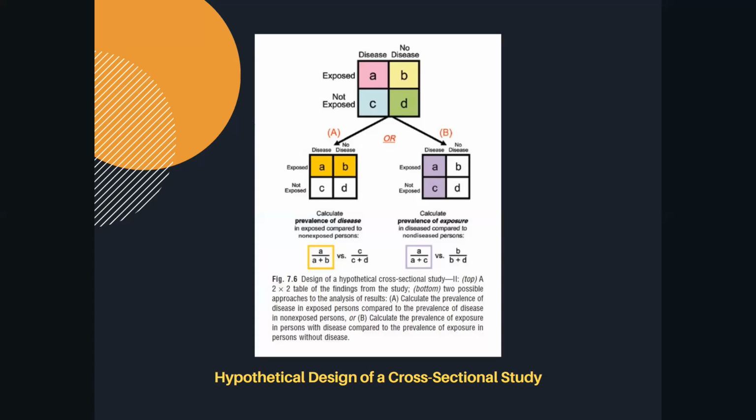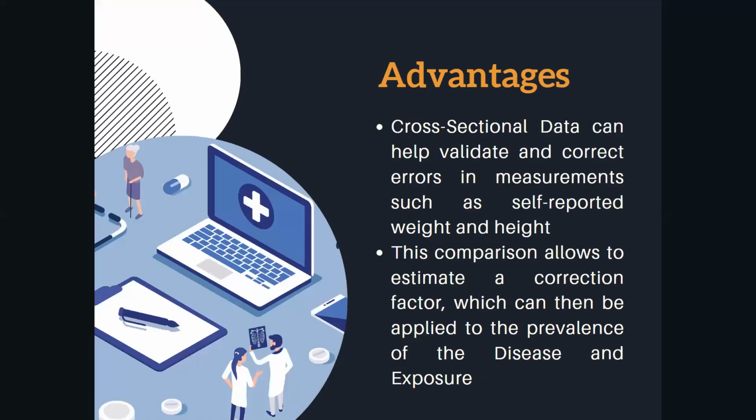And also we can calculate the prevalence of exposure in persons with disease compared to the prevalence of exposure in persons without disease, which is A over A plus C versus B over B plus D. The cross-sectional data can help validate and correct errors in measurements such as self-reported weight and height. This comparison allows us to estimate a correction factor, which can then be applied to the prevalence of the disease and exposure.